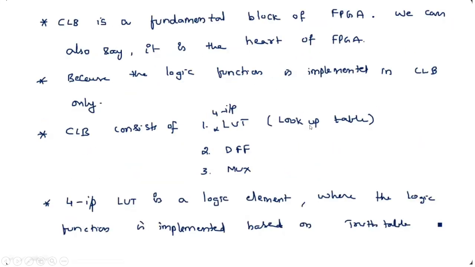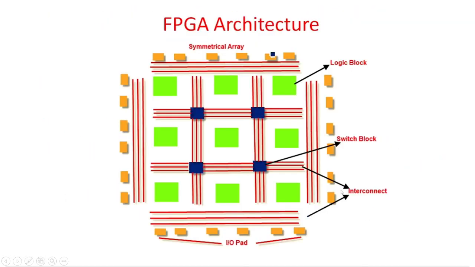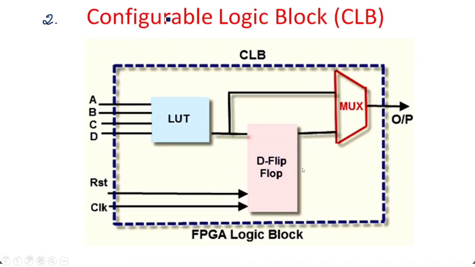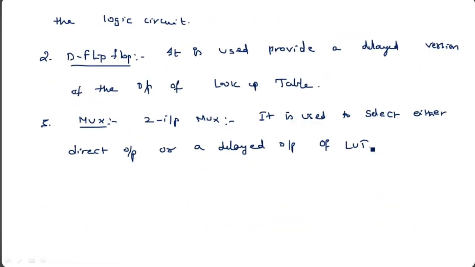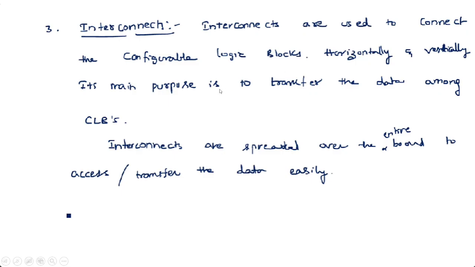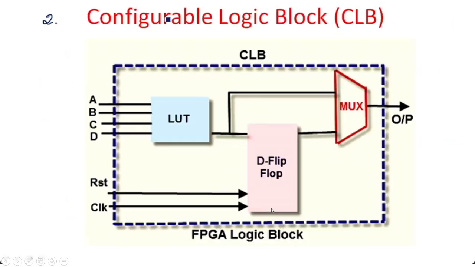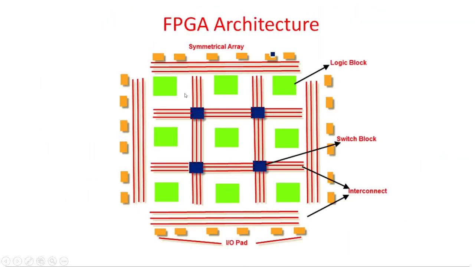Here it is indicated as switch blocks. Switch blocks and CLBs, both are the same only. So interconnects are used to connect the configurable logic blocks, so that they can be connected horizontally or vertically. Its main purpose is to transfer the data among the CLBs. So in order to transfer the data between the CLBs, interconnects are used. Interconnects are spread over the entire board to access or transfer the data easily. To transfer the data between each and every CLB, we are connecting these interconnects.